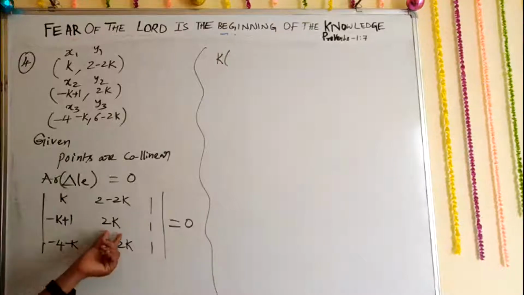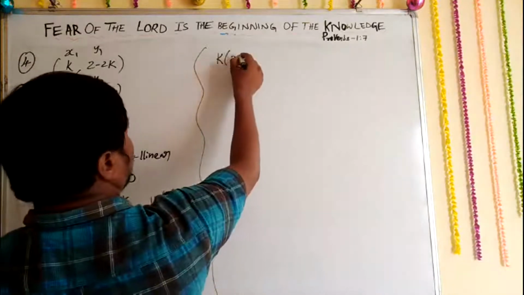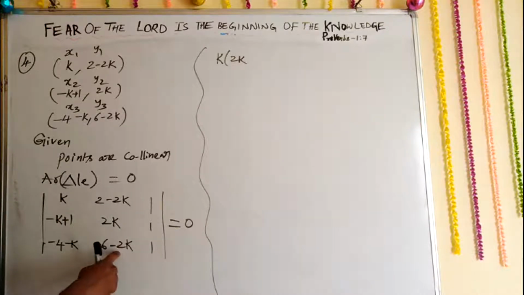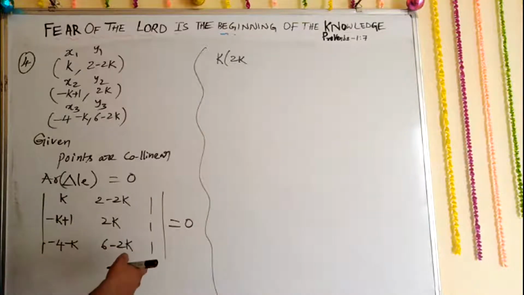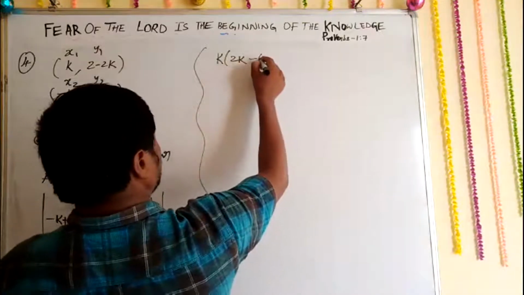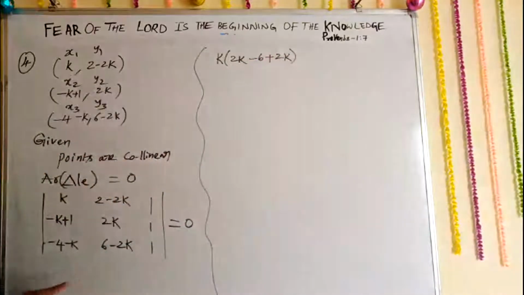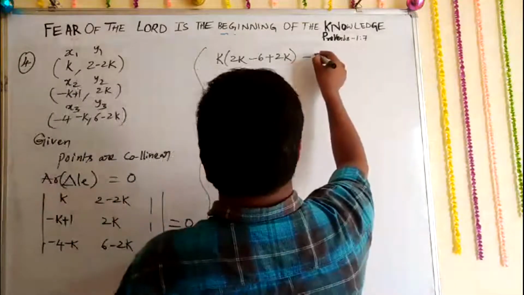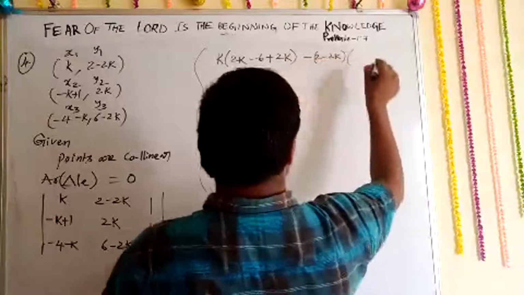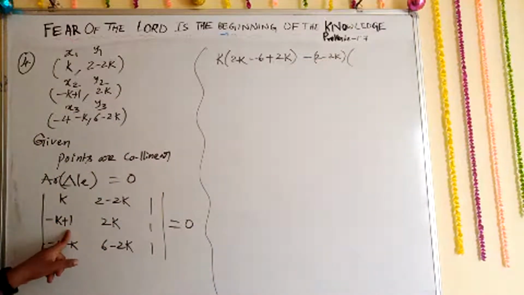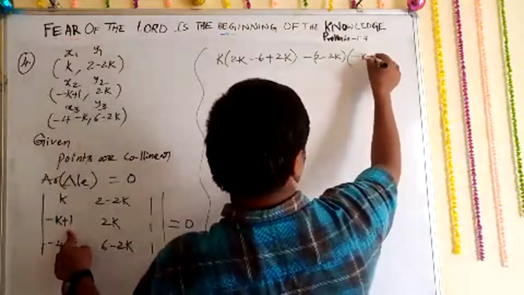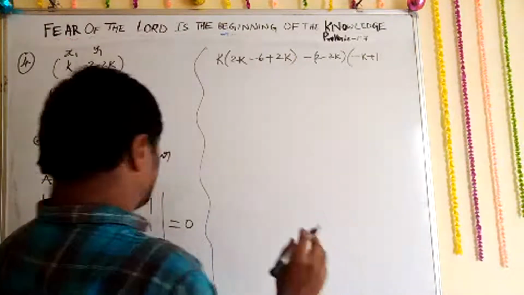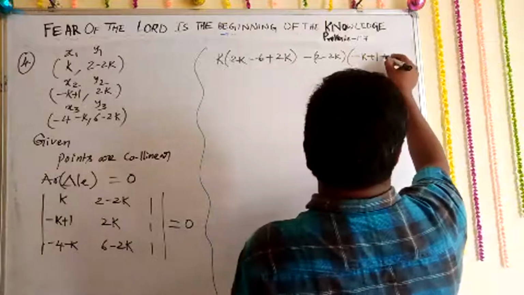K into 2k into 1 is 2k. Next, minus. So minus and this 6 minus 2k into 1, 6 minus 2k. So we can write minus 6, minus into minus plus 2k. So I'm doing the substitution and the simplification at the same time. Okay. So next one it is minus 2 minus 2k, and we can write minus k plus 1. Now minus 4 minus k into 1. So then minus into minus plus will happen, so that is plus 4 plus k.